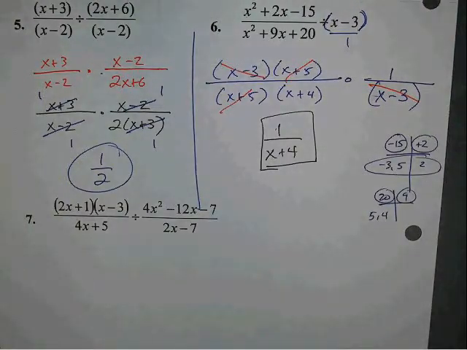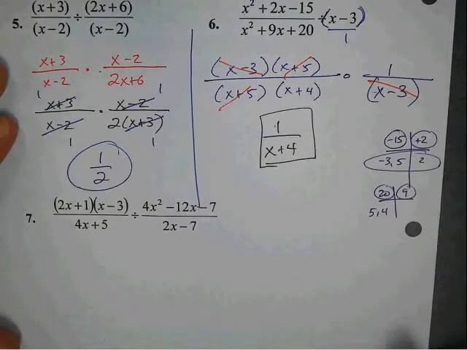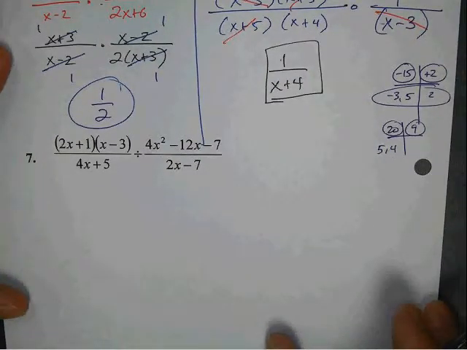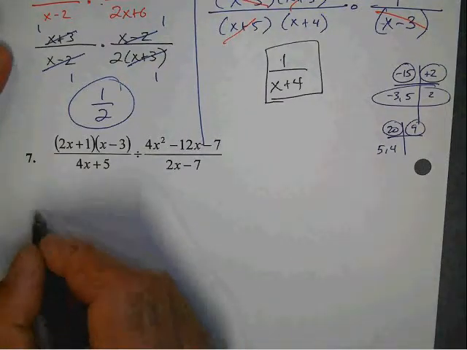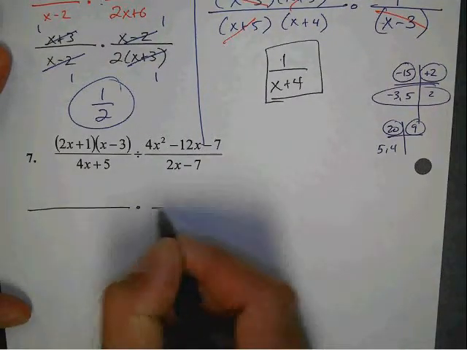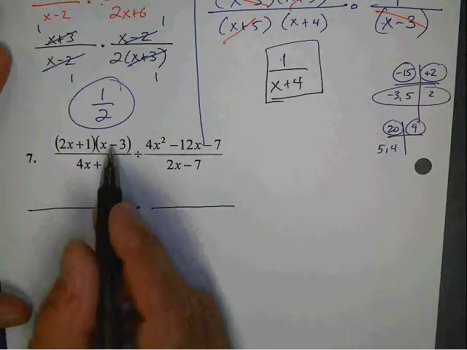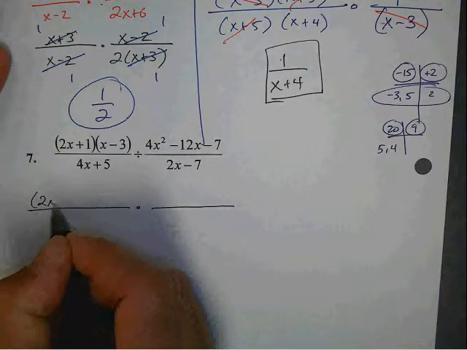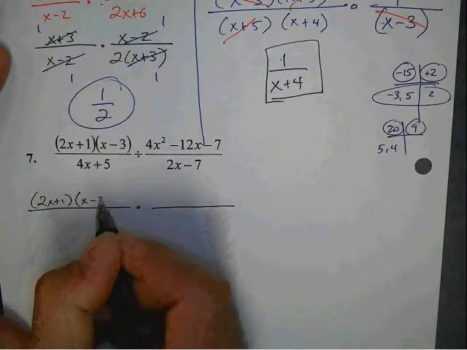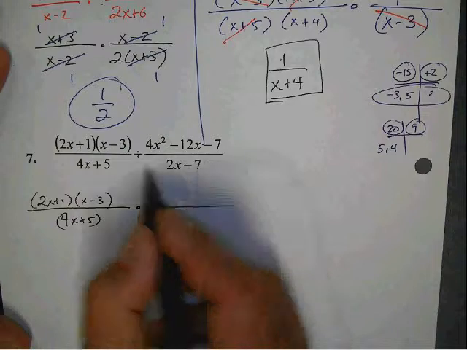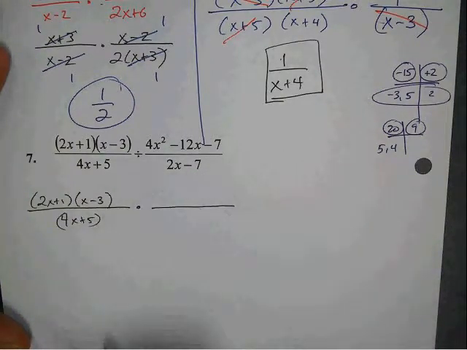All right, now here's our last one. What's different about this one? It's a little bit bigger, okay? This top one on the left. The nice thing is that's already factored. And it stays in the same position. Where does this 2x minus 7 go? To the top.